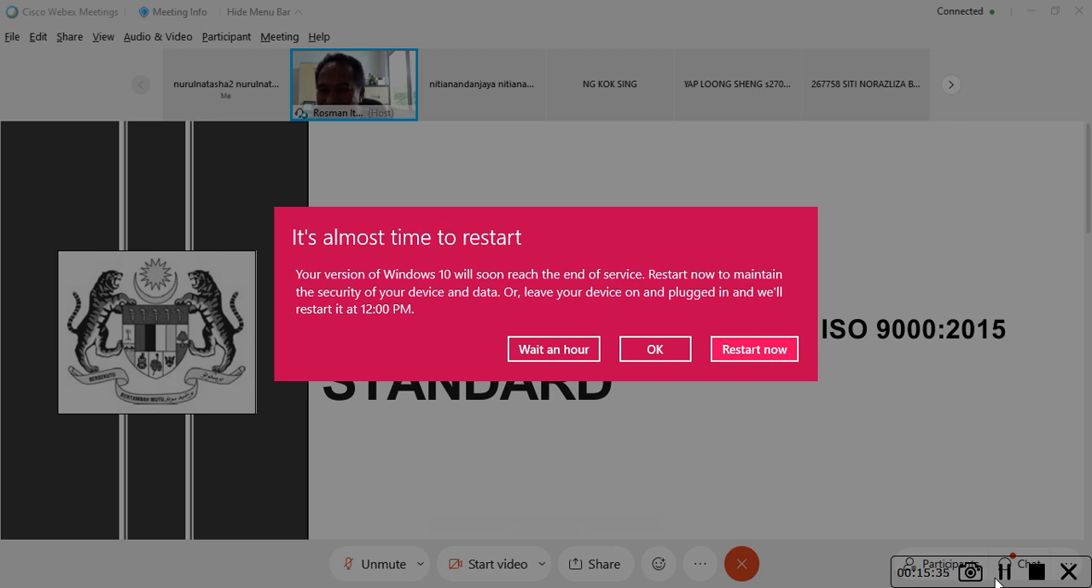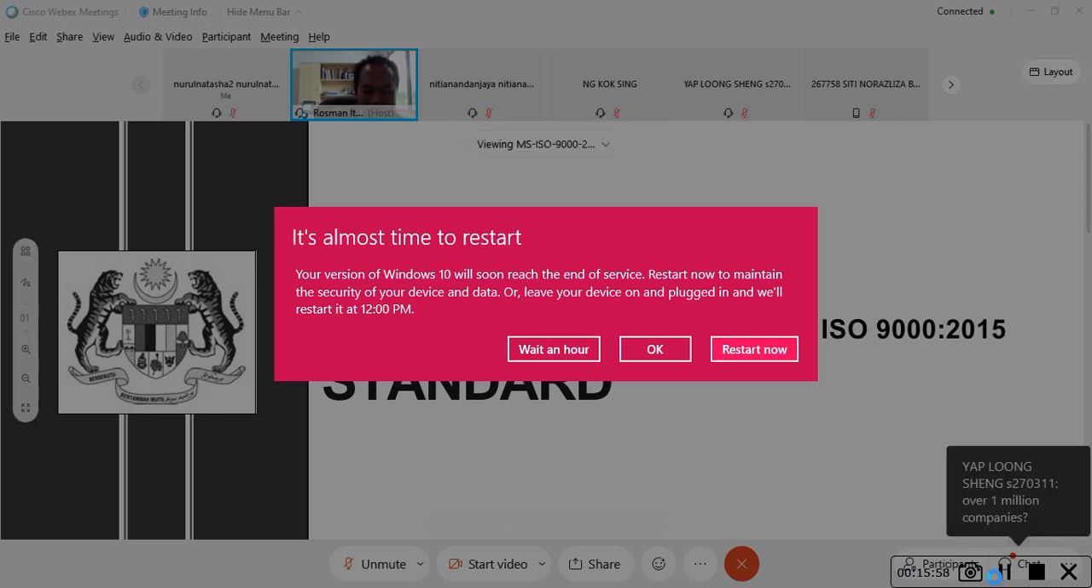Why did you leave the meeting? Some of us have left the meeting already. Okay, so please go to the website and find more information on that. You can find the certification bodies that are registered under Standards Malaysia. You can also find the certification process.